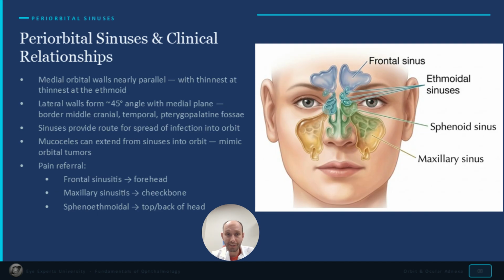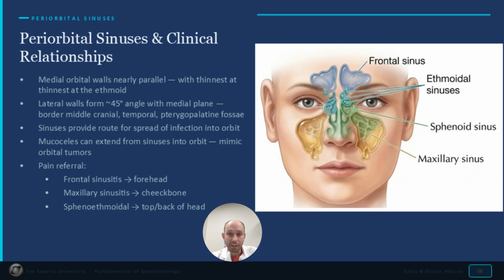Now, because we have to, let's talk about the periorbital sinuses and why they are somewhat important. So the medial orbital walls run pretty parallel, and they're the thinnest over there, the lamina papyracea. So this is where the sinuses typically erode into the orbit and cause the infection. The lateral walls don't have a sinus, but they do have this cool 45-degree angle with the plane. Now, besides infections, sinuses can harbor mucoceles, which is just big cysts from the mucus glands that form and can erode into the orbit or through the wall. And they can also form polyps and other tumors.